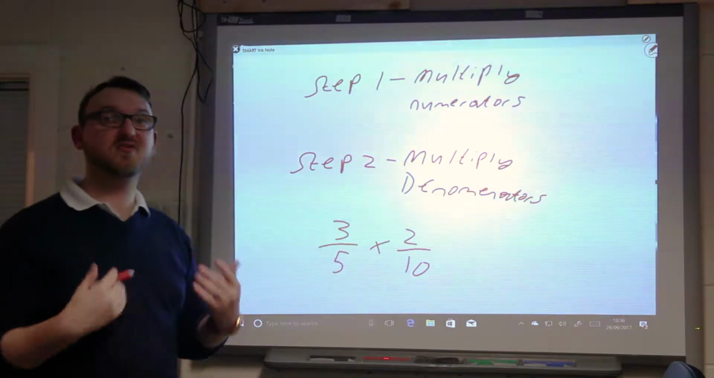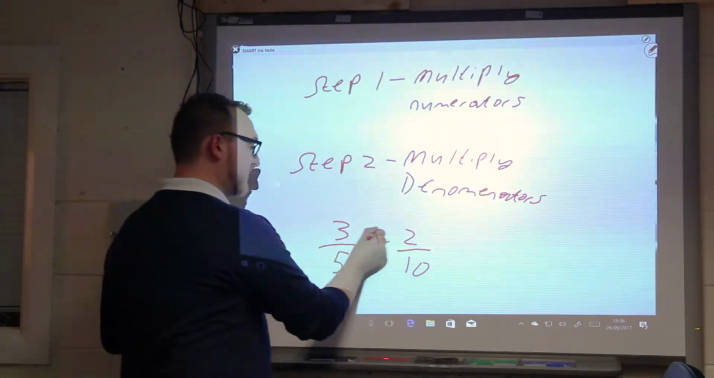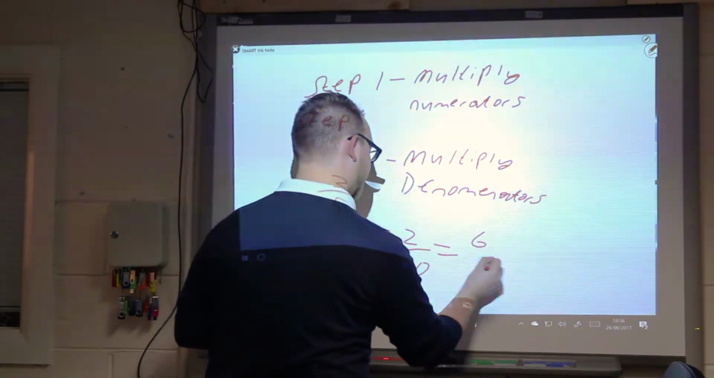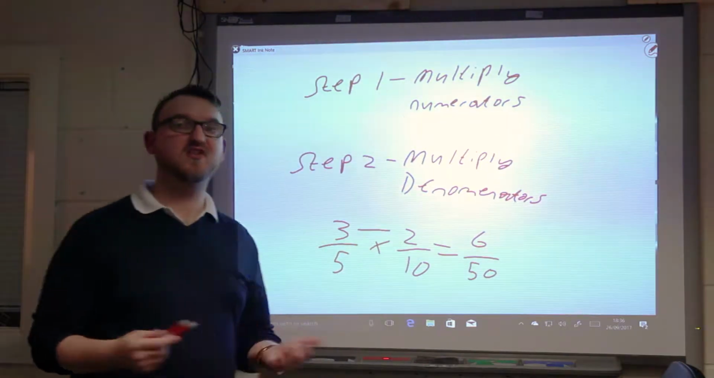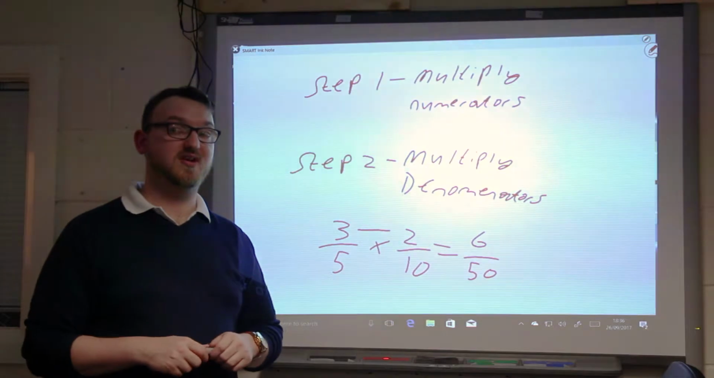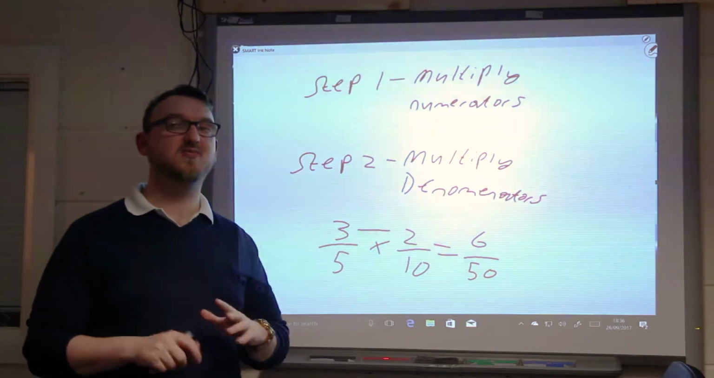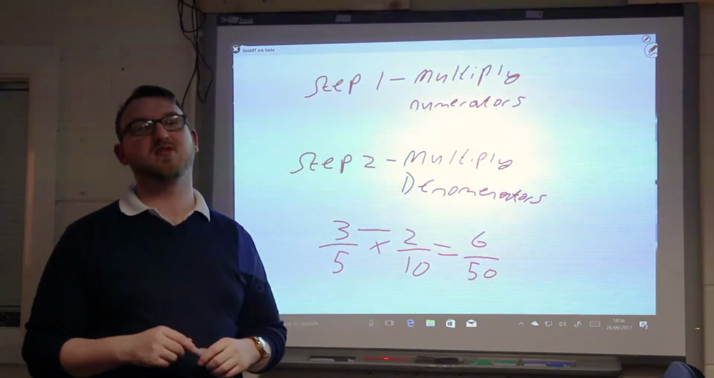Notice how the denominators are different. Well, that doesn't actually matter because we're multiplying. All that we do, 3 times 2 gives us 6. 5 times 10 gives us 50. 6 over 50. That's all that you need to do when you're multiplying fractions. It's the easiest part of fraction work. Just remember your two steps. Multiply the numerators and then multiply the denominators.